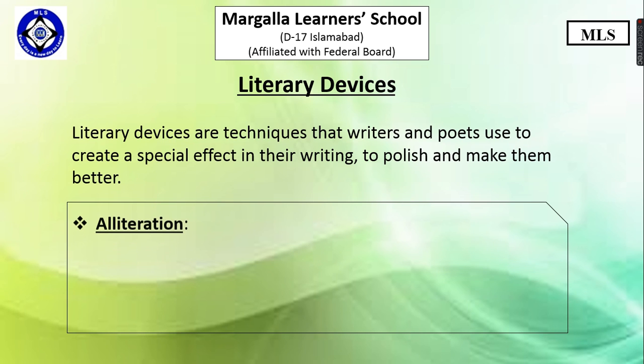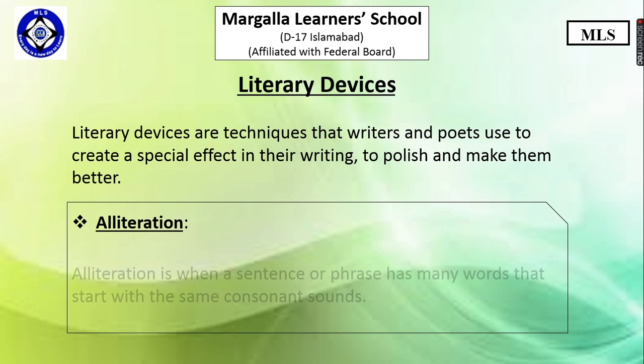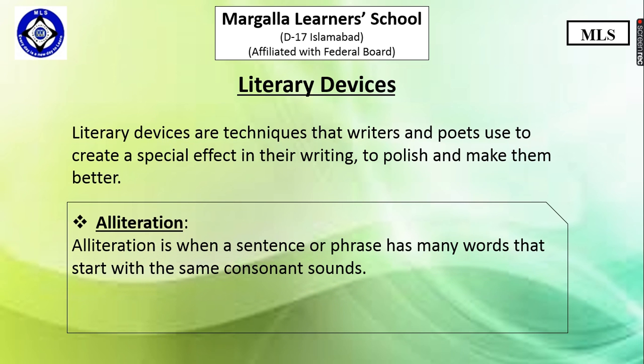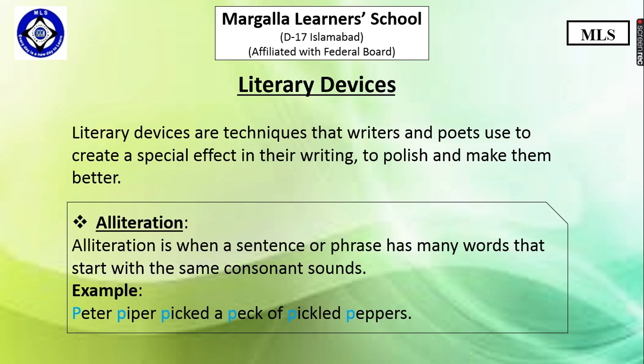The first one is alliteration. Alliteration is when a sentence or phrase has many words that start with the same consonant sounds. Let us see an example. Peter Piper picked a peck of pickled peppers. You can see that in this example, the sentence has a lot of consonant sounds at the beginning of each word, and that sound is of P. So, it makes it an alliteration.